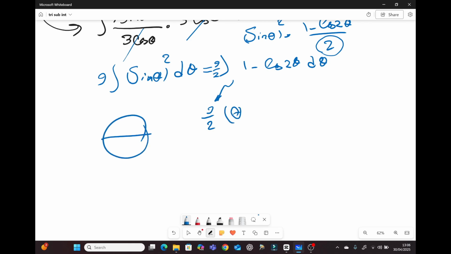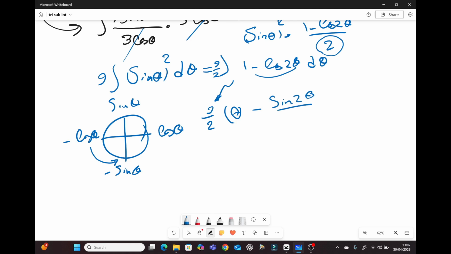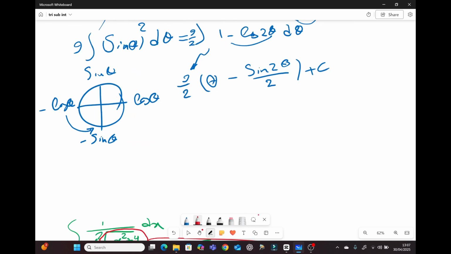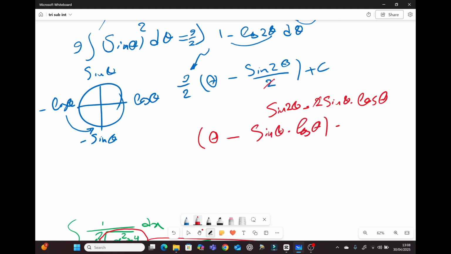For the cosine part, we know the derivative of sine is cosine, and the derivative of cosine is minus sine. If we're going to calculate this integral, we must go counterclockwise. Therefore, the answer is minus sine 2 theta, divided by 2 with respect to the previous session, plus c. But we know from trigonometric ratios that sine 2 theta is exactly 2 sine theta times cosine theta. Am I right? The 2 and 2 cancel each other, giving minus sine theta times cosine theta plus c.